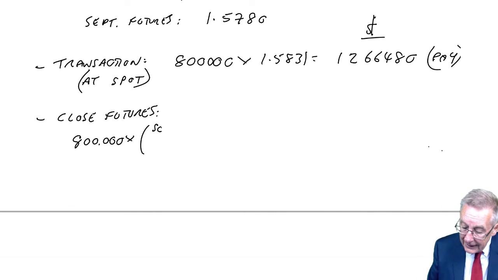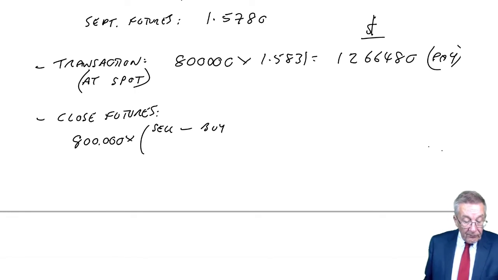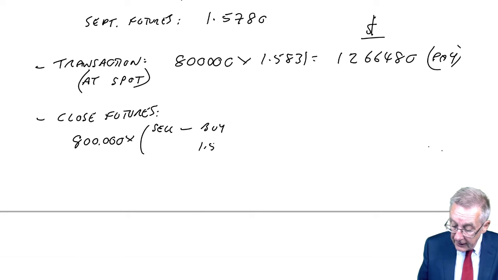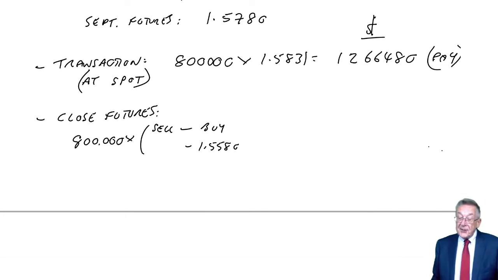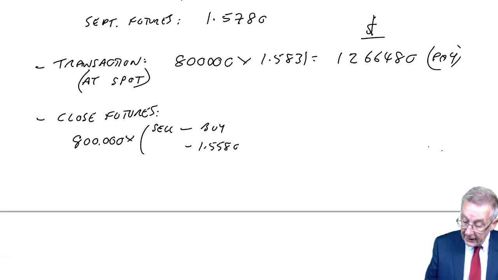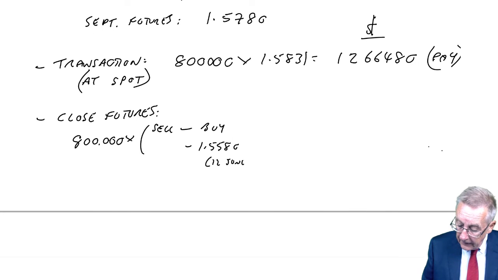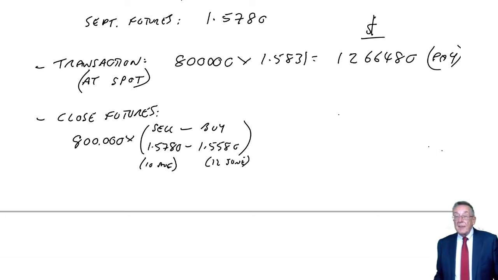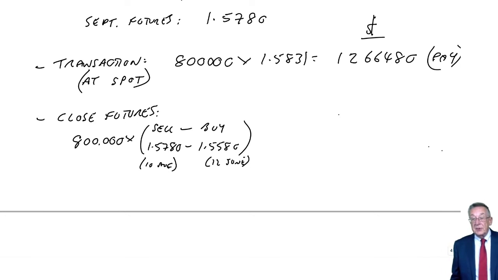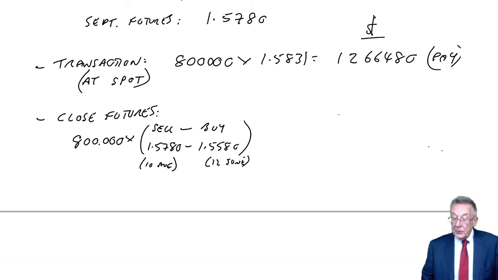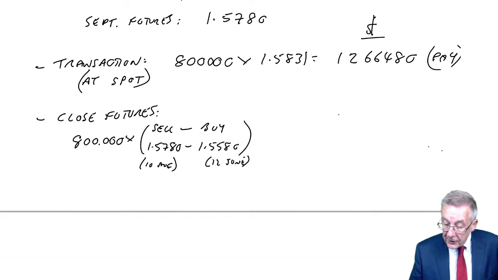And what were the prices? It's the sell minus the buy. We bought on the 12th of June at 1.5580. On the 10th of August, when we come to sell, the price is 1.5780. And remember, these prices were dollars per pound. So on every pound, the price has gone up by 2 cents. And so how much profit have I made?